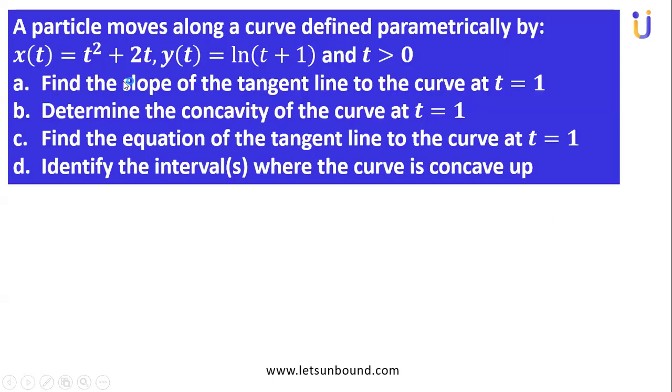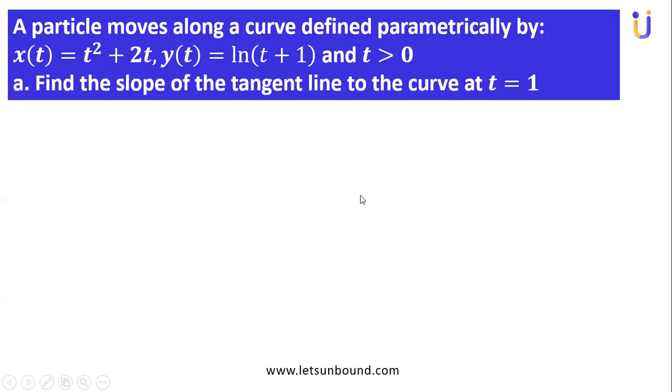Now, a simple example. A particle moves along a curve defined parametrically by x of t equals t squared plus 2t, y of t equals ln t plus 1, and t greater than 0. We have many questions. Slope of the tangent line at t is 1. Concavity at t is 1. Equation of the tangent line at t is 1. Intervals where the curve is concave up. So let's do one by one.